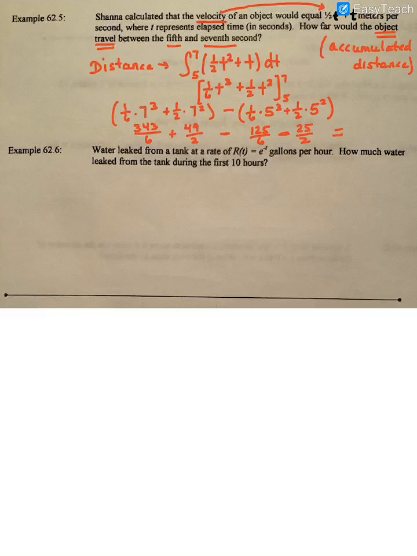Now, I don't know if you guys see it or not, but denominators of 6 and 2. My opinion would be to get a common denominator of 6. So if I take 49 halves to 6, multiply by 3, 49 times 3 is 147. So that's 147 sixths. On this one down here, if I multiply by 3, it's going to become 75 sixths. So now I'm doing 343 sixths plus 147 sixths minus 125 sixths minus 75 sixths.